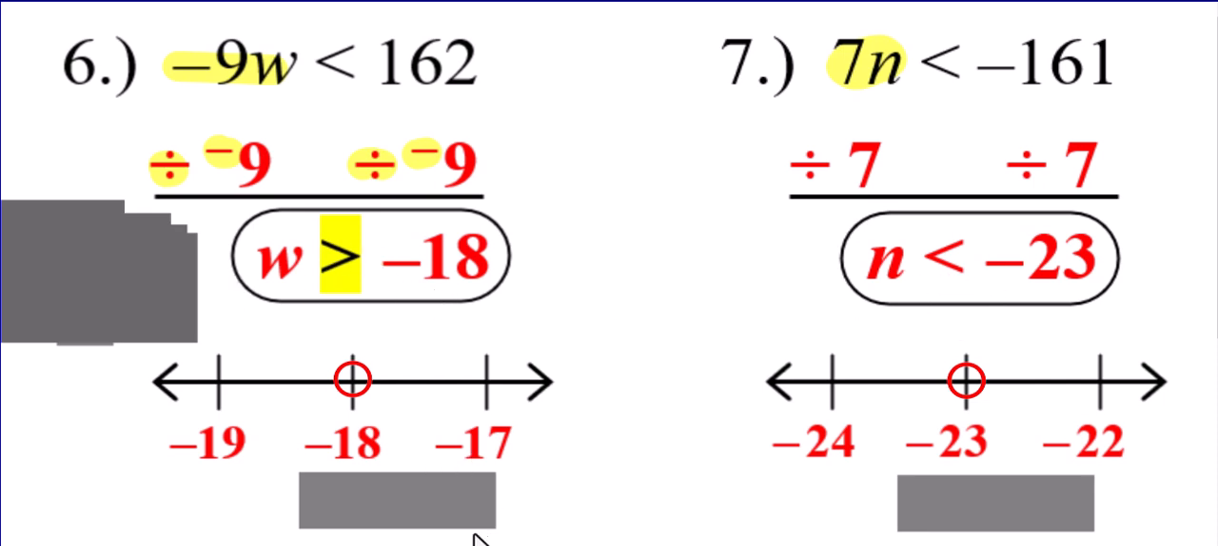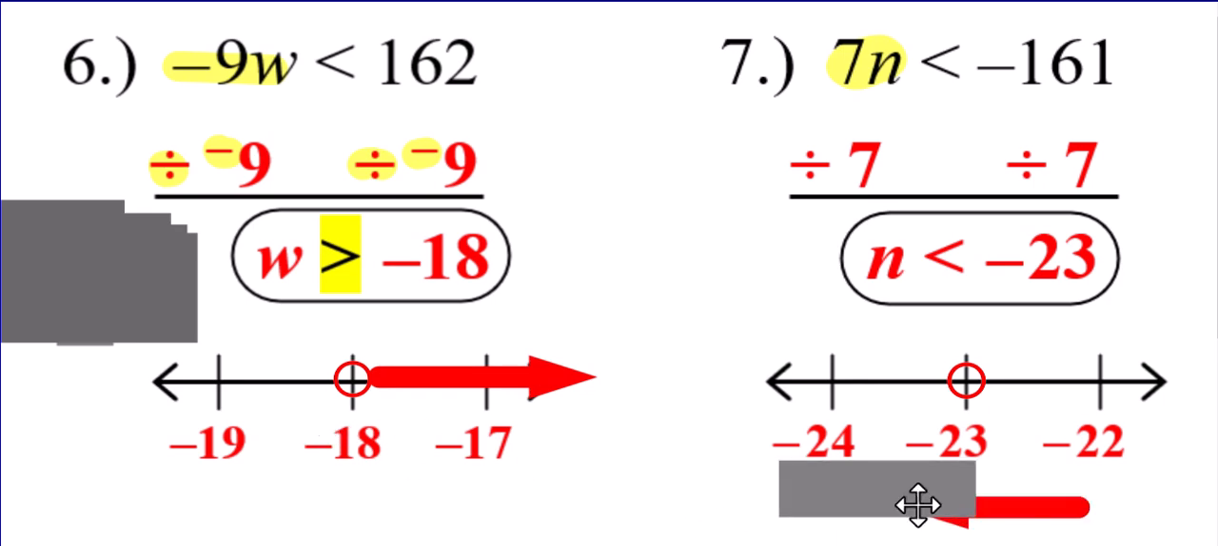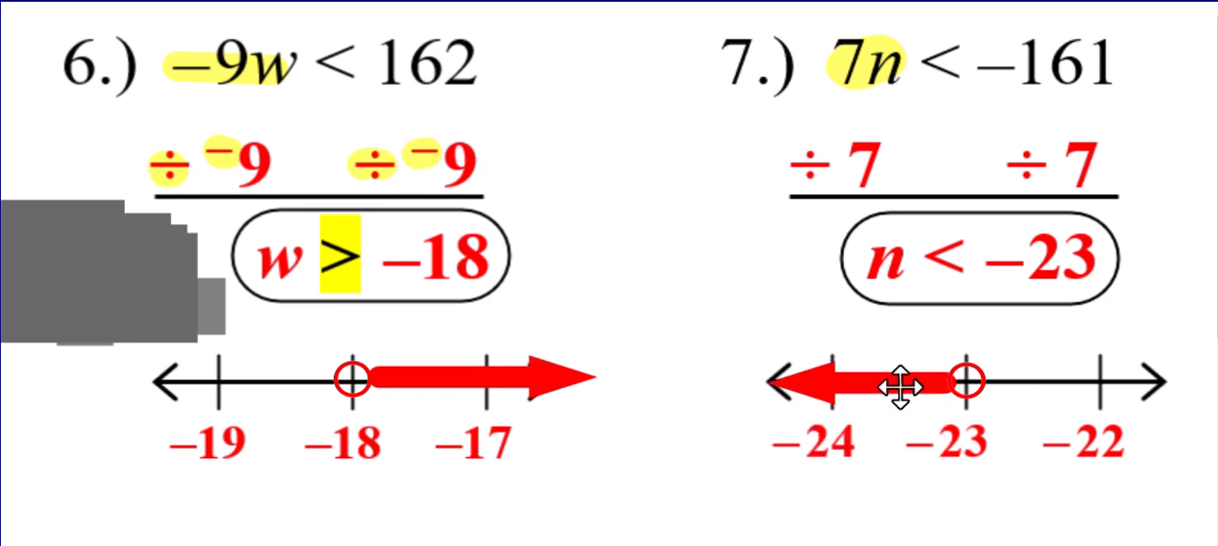If W is greater than negative 18, then we go to the right because greater numbers will always be to the right. But when it is less than, this is less than on number 7 because it looks like an L, then we are going to shade to the left. As you go to the left, the numbers will always get less.